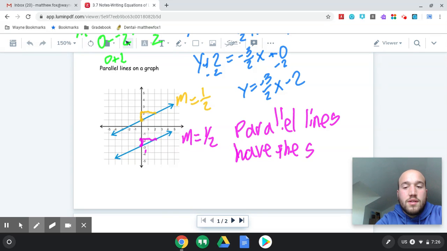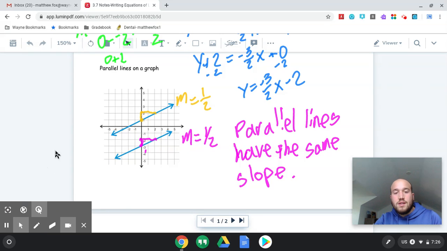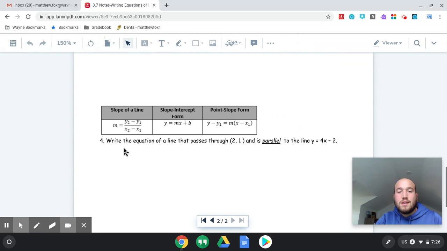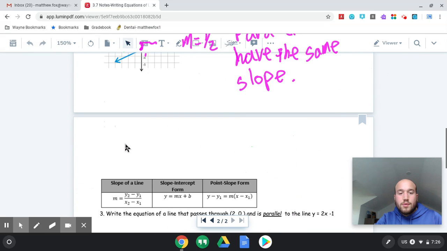Another takeaway might be that I am struggling to write words on this, but the one I was hoping you would take away is parallel lines have the same slope. In order for them to be parallel, they have to have the same slope. So now that we know that, let's combine yesterday's work with what we've talked about today. If parallel lines have the same slope, let's look at example 3 here.